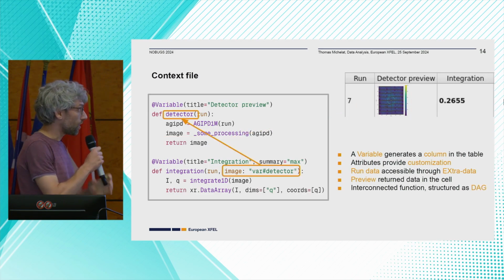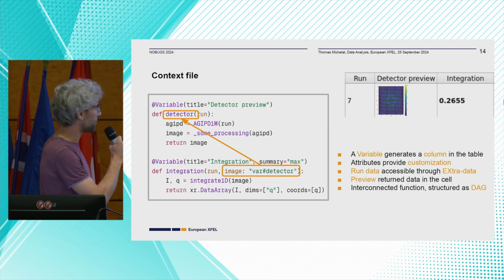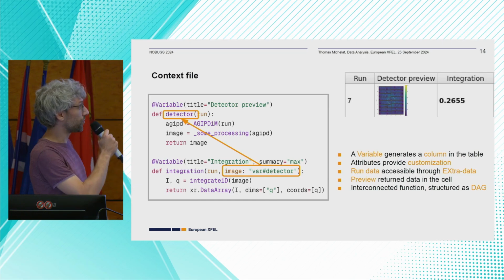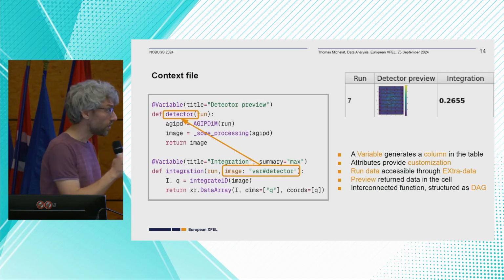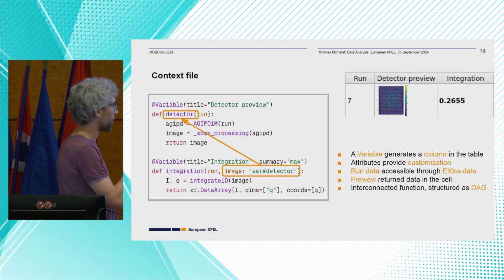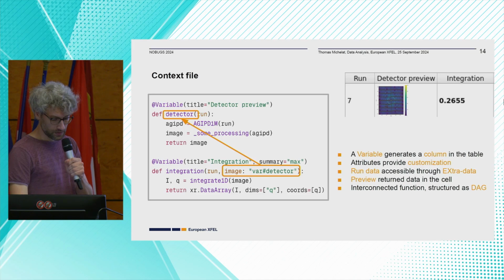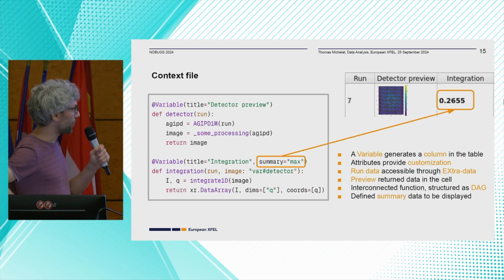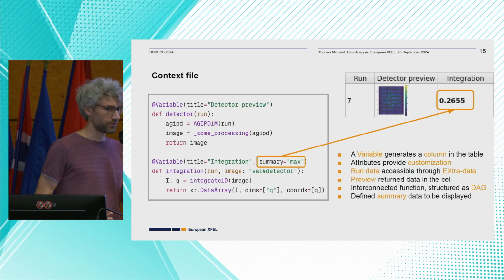You can depend on results from other variables and generate complex workflows. Here I have an argument with a type annotation that says this is the data returned by the variable detector, and you can reuse that for further processing. In that case, I produce a 1D integration of that image, and I return the 1D trace as a data result. There is an extra argument here called summary, because I want to show the maximum value of that 1D trace in my summary table.